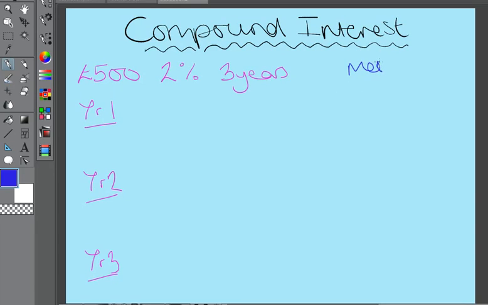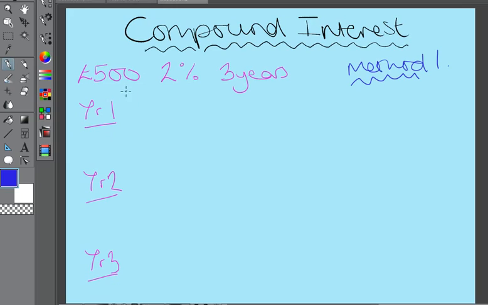The first way, method one, it's the long-winded method, but I think it's the easiest to follow. The second method, I'm going to introduce the compound interest formula, and it's a much faster way of calculating compound interest.